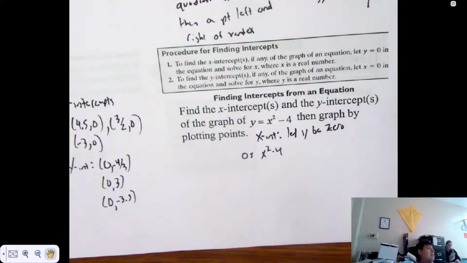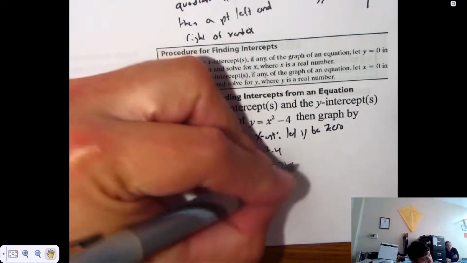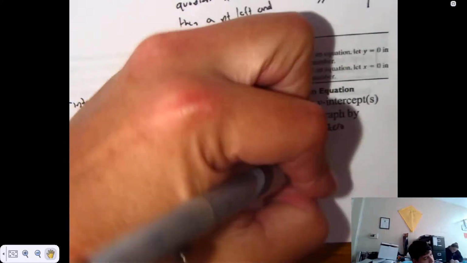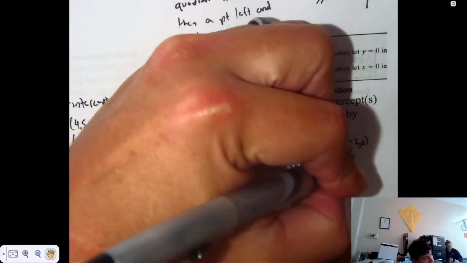If 0 equals x squared minus 4, does that factor? x plus 2, x minus 2. Where are your x-intercepts at? X-intercepts are at, I'm going to use ordered pairs here, -2, 0, and 2, 0.